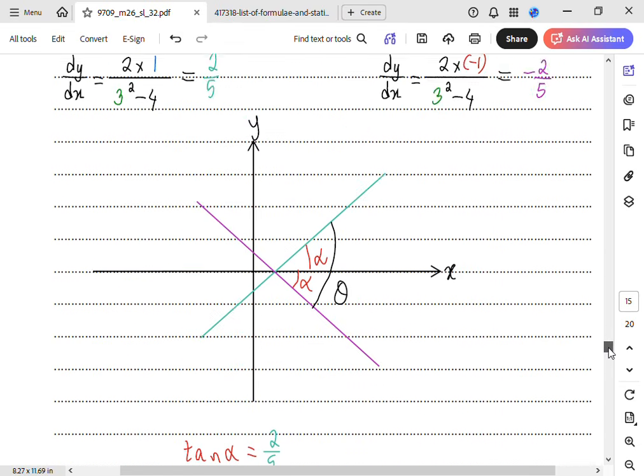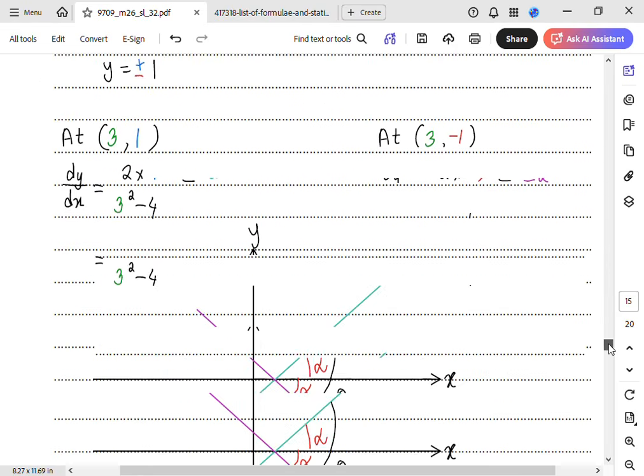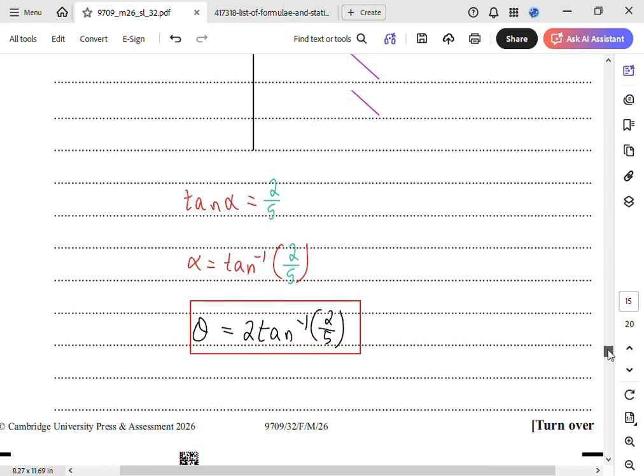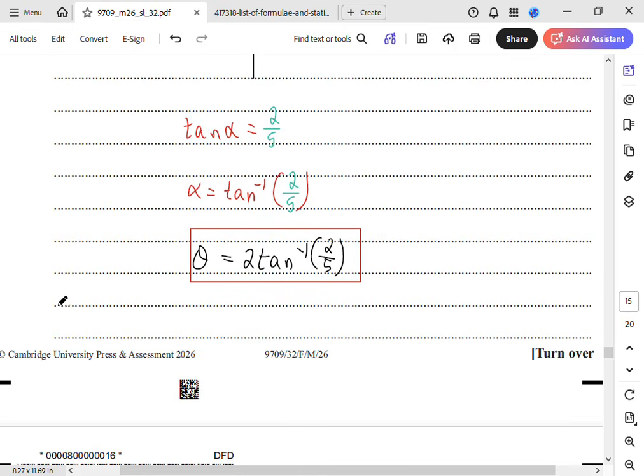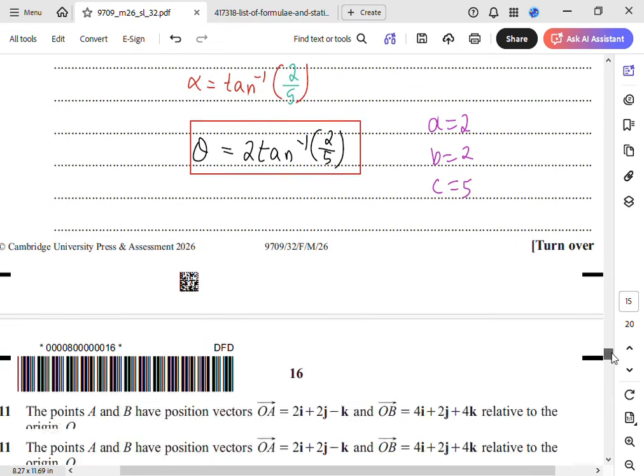So if you compare with what the question told you to do, it says 2 times tan inverse b by c, where a, b, and c are integers. That's what we got. 2 here, and c is 5. You don't have to mention which one is which. Cambridge would understand. But then again, if you really wanted to, I could have done it. So a equals 2, b also equals 2, and c I believe is 5. Did I get the order correct? Yep. You don't have to mention this, by the way.